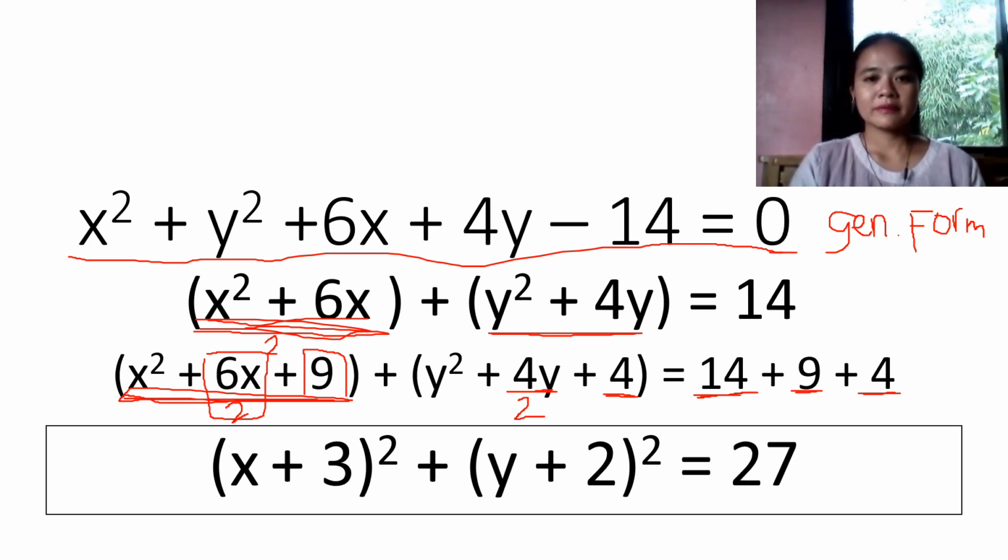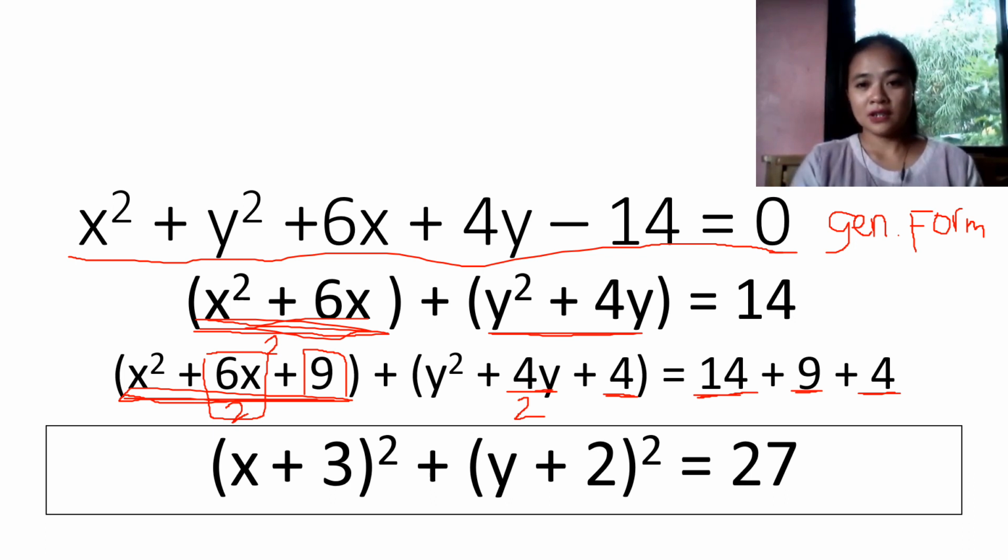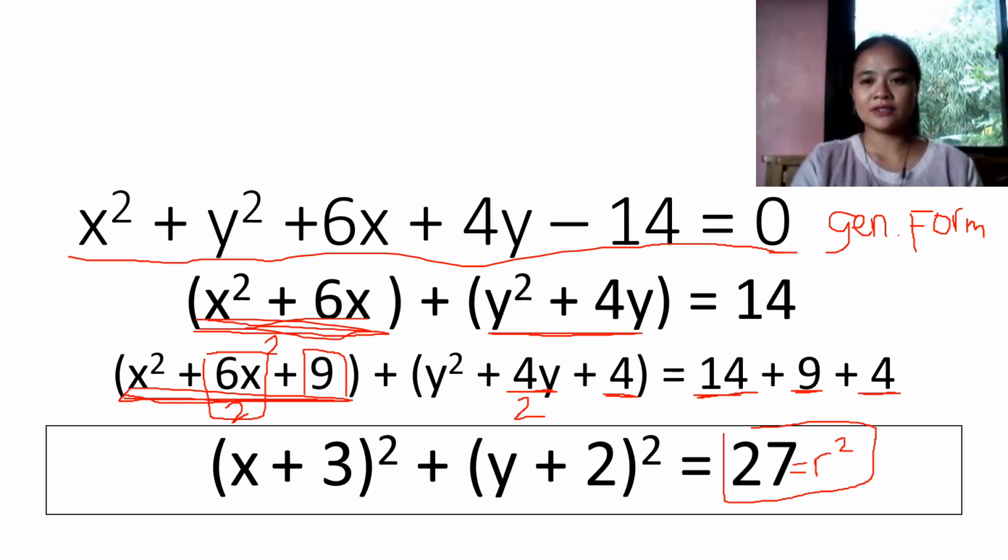Then combine: 14 plus 9 plus 4 is 27. Next, x squared plus 6x plus 9, so factor it. We have the quantity x plus 3 squared. And then y squared plus 4y plus 4, factor the trinomial. The result is the quantity y plus 2 squared is equal to 27. So our 27 is already our r squared.